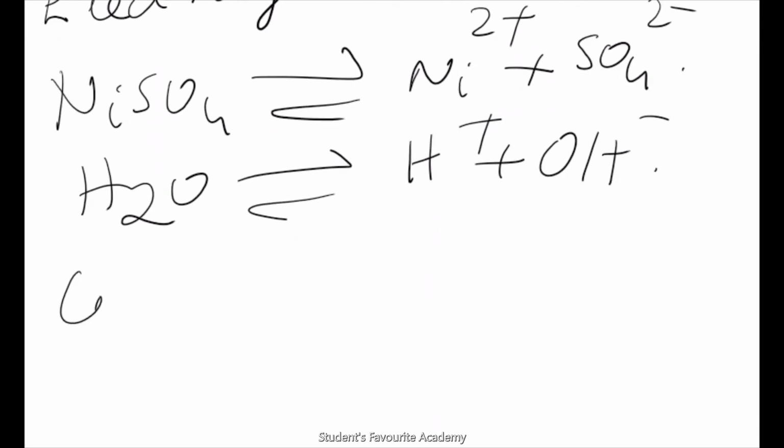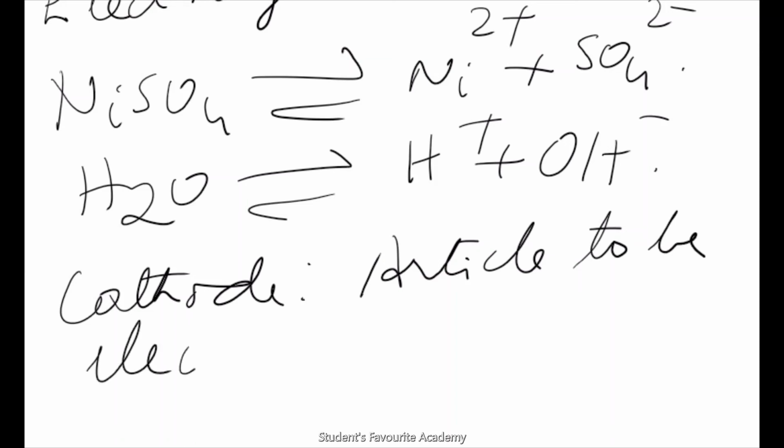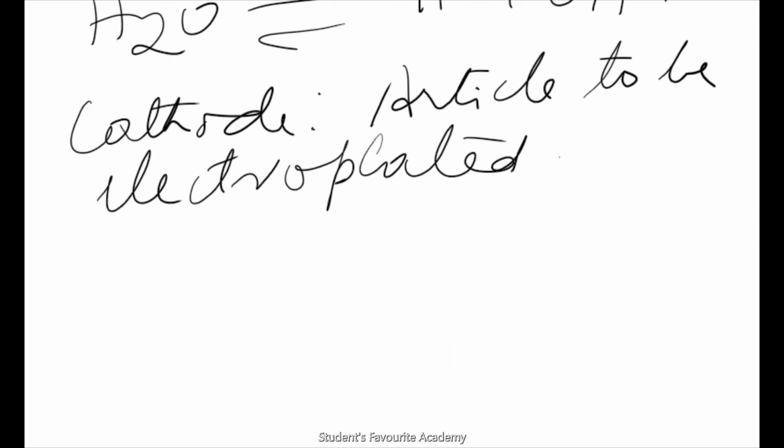Now the cathode will again be the article to be coated, the article to be electroplated, and the anode will be a block of pure nickel.